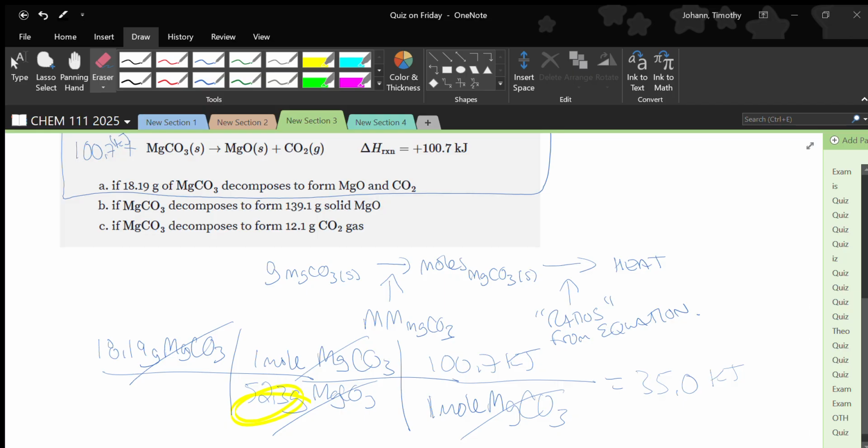For the molar mass, I got 84. You got 84? I got 84 instead? Okay.